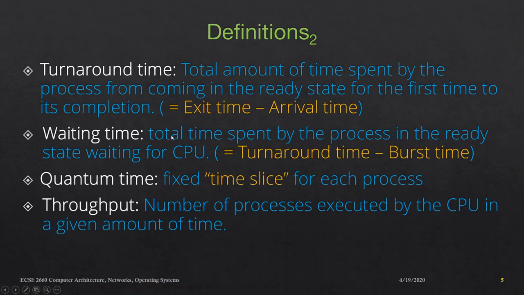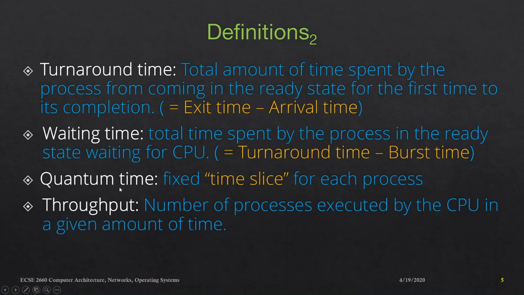Waiting time is the total time spent by the process in the ready state waiting for the CPU. This is the total time. So we are adding up all the times it was waiting in the ready queue. This can be calculated by subtracting the burst time from the turnaround time, and we looked at these definitions just a bit ago.